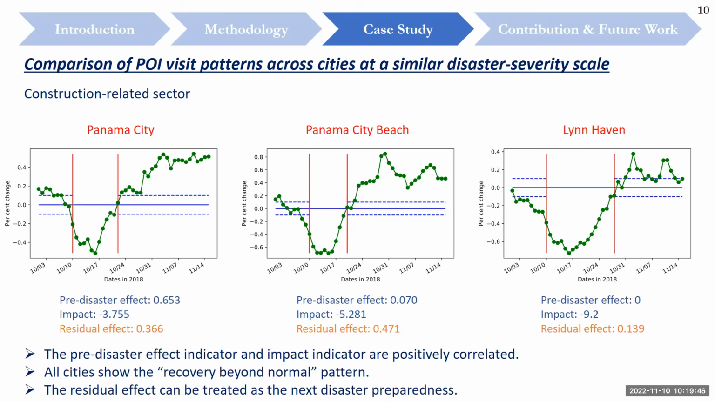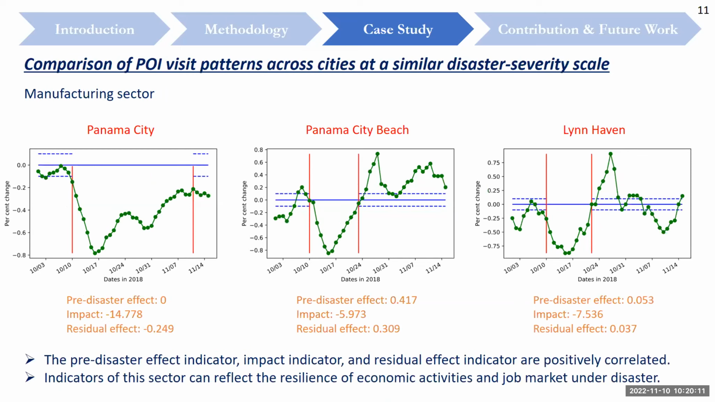And then all cities are able to recover beyond normal, which means the construction sector will have a long-term impact due to the hurricane. And we can also see that as a preparation for the next disaster, because after one hurricane hit, people now may have a better awareness of the preparations they need to do to protect and mitigate risk associated with their house. The second sector we examined and show here is the manufacturing sector.